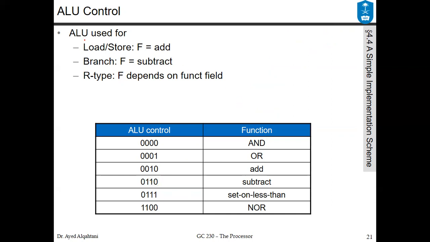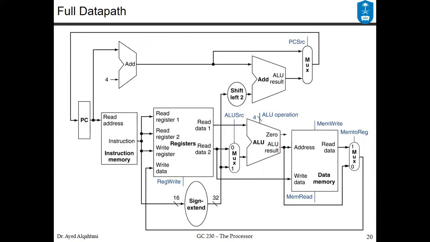Now, for the ALU used for load and store, you should add, because you are adding the base register to the offset. In the branch, you should subtract, because in the branch, you use this ALU to compare between the two registers. Just to remind you, this hardware in the branch calculates the target address, but the branch also uses the ALU to compare between registers. So it needs this register and also this register.